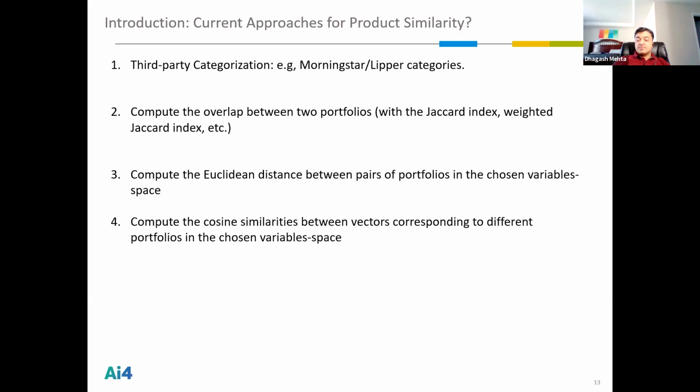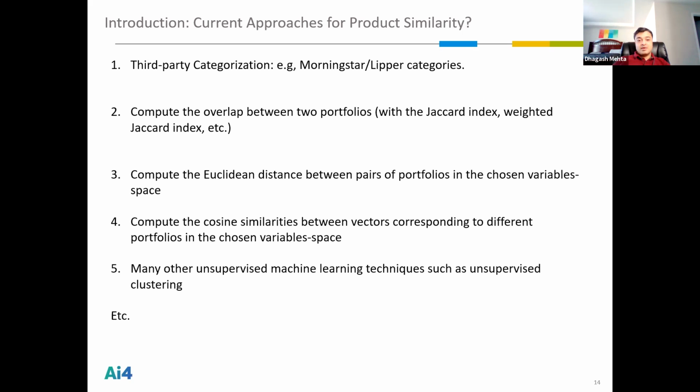But you can also come up with an even more refined version of this Euclidean distance in very high dimensional space, and that is cosine similarity. Okay, so instead of Euclidean distance, you can compute something called cosine similarity. Many other unsupervised machine learning techniques, such as unsupervised clustering, have also been applied to this problem of identifying similar mutual funds and ETFs in the past.